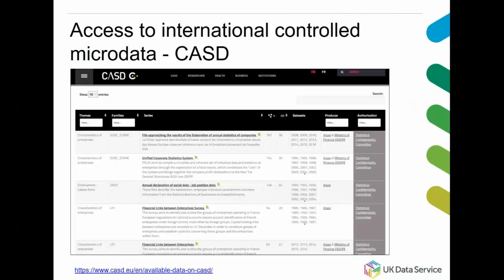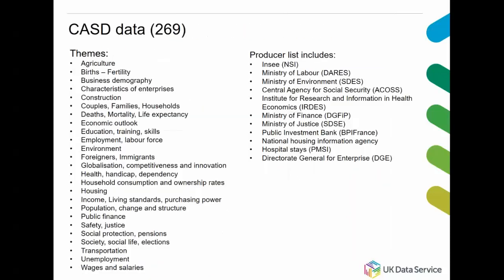This is the data catalog of CASD. Because it actually contains 269 studies, which I cannot summarize, I will just provide you with a list of themes and a list of producers to give you a flavor of what is included. The range goes from business demography data, characteristics of enterprises, constructions, death, mortality, life expectancy, economic outlook, employment, labor force, foreigners, immigrants, health, handicap, dependency, household consumption, to social protection, unemployment, wages and salaries.